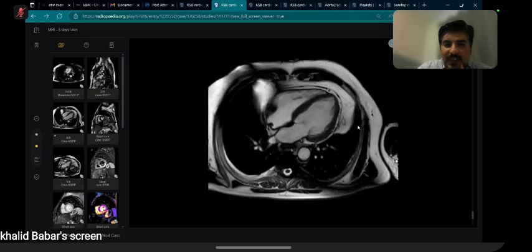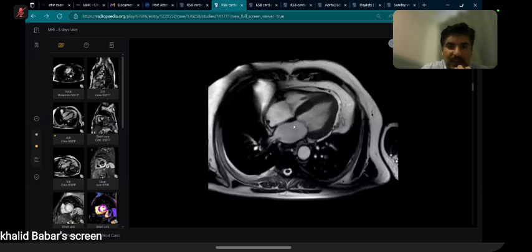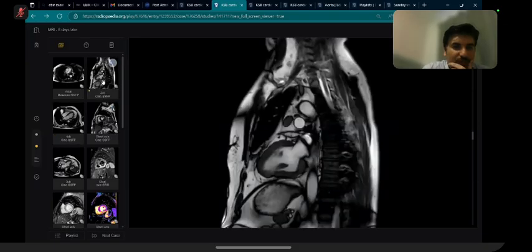And yes, you are absolutely right. These are cine images, and you will be able to see the valves as well. So this is the mitral valve between the left atrium and the left ventricle, and this is the tricuspid valve, okay, on the right side. There is minor mitral valve regurgitation. You can see a tiny bit of jet flow here. Otherwise, there is no significant regurgitation or insufficiency.